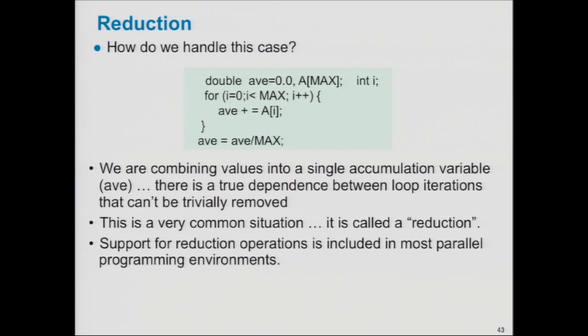And so we're combining values into a single accumulation variable, in this case, A, B, E. And so now there really is a dependence between the loop iterations. We can't get rid of that and provide that guarantee to the compiler that, no, there are no dependencies between these loops. And this is very common. So you might look at that and go, OpenMP is not very useful.